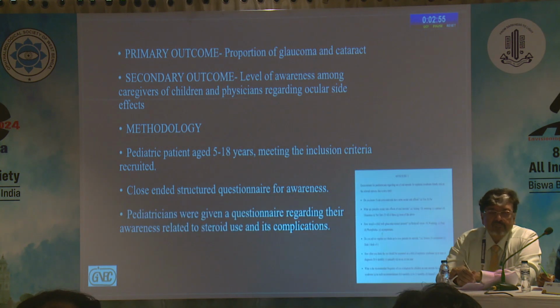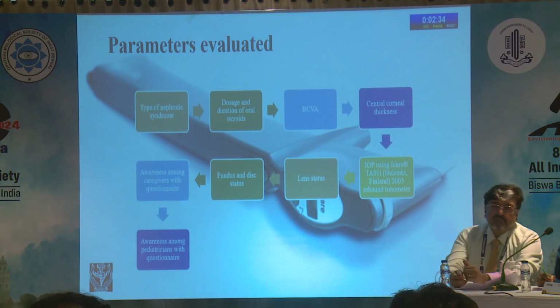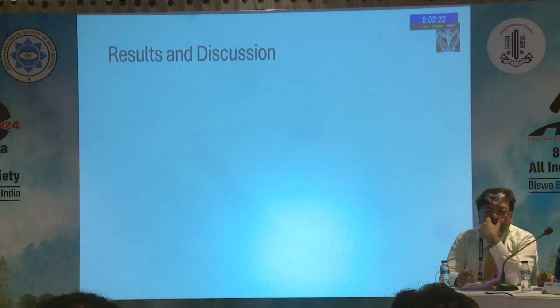So we included the children. We did some evaluation, and a close-ended structured questionnaire for awareness was administered to both caregivers as well as pediatricians. The parameters evaluated were type of nephrotic syndrome, the doses and duration of oral steroids used, best corrected visual acuity, CCT corrected intraocular pressure using an iCare rebound tonometer, with lens status and fundus and disc status. With the questionnaire, we assessed the level of awareness among caregivers as well as pediatricians.